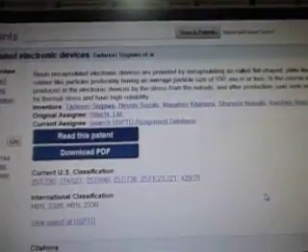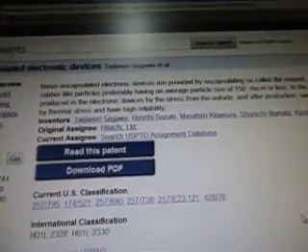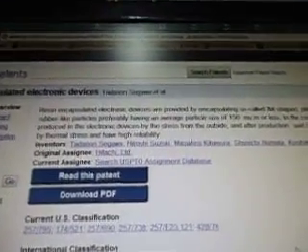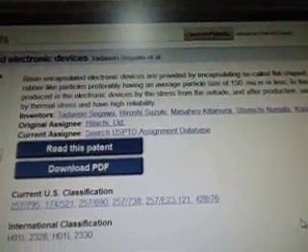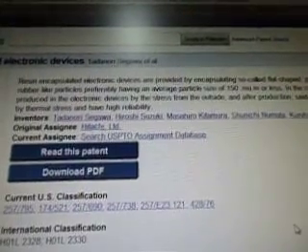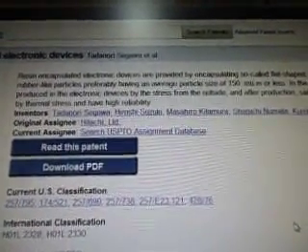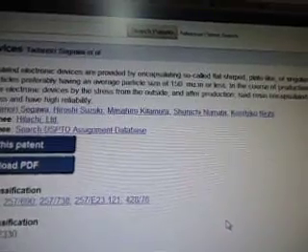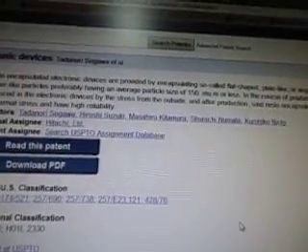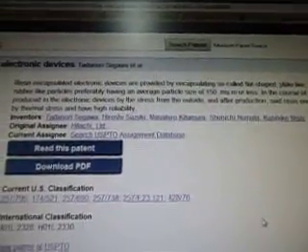Okay, so it says resin encapsulated electronic devices. So these resin encapsulated electronic devices are provided by encapsulating so-called flat-shaped, plate-like, or angular-shaped electronic devices. So that would be like a UFO, right? With a resin composition containing rubber-like particles, preferably having an average particle size of 150, blah blah blah. No crack is produced in the electronic devices by the stress from the outside, and after production, said resin are amazingly less than the formation caused by thermal stress and have high reliability.